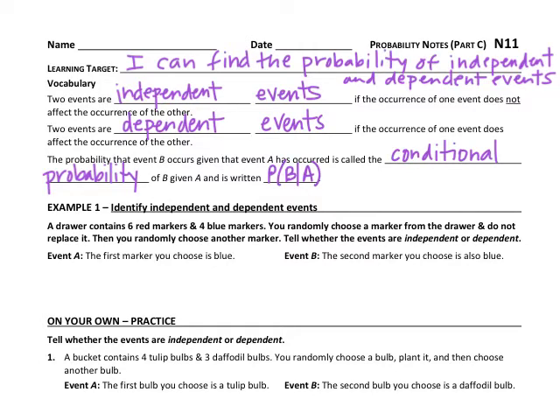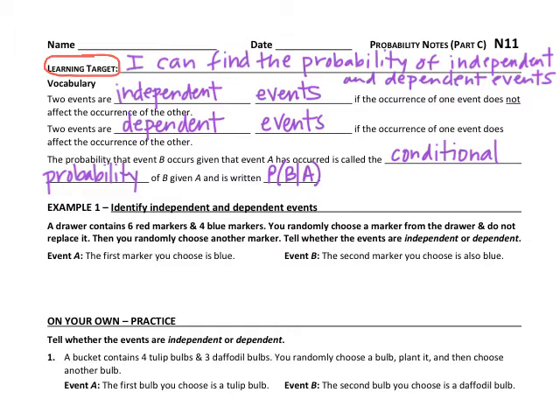This video is going to be part C of our probability series of lessons. And if you could please, at the top, make sure that you're using a pencil and then go ahead and write in the learning target. I can find the probability of independent and dependent events.